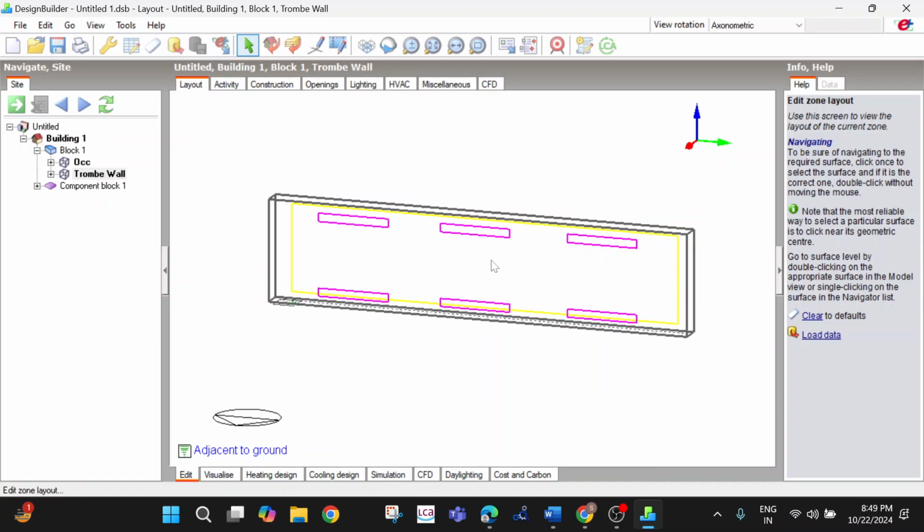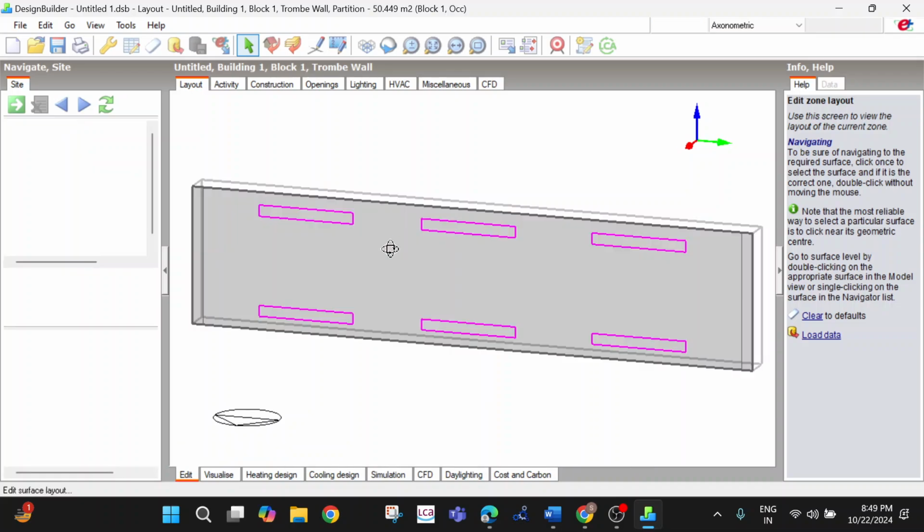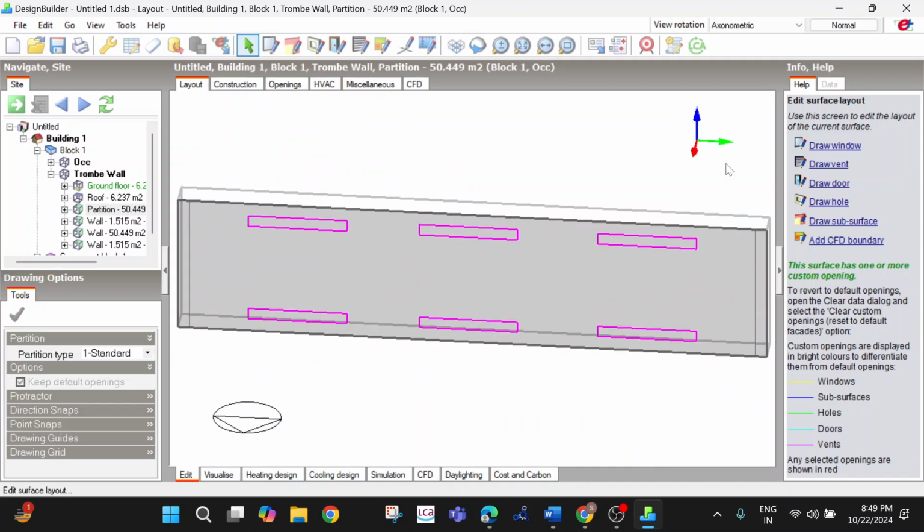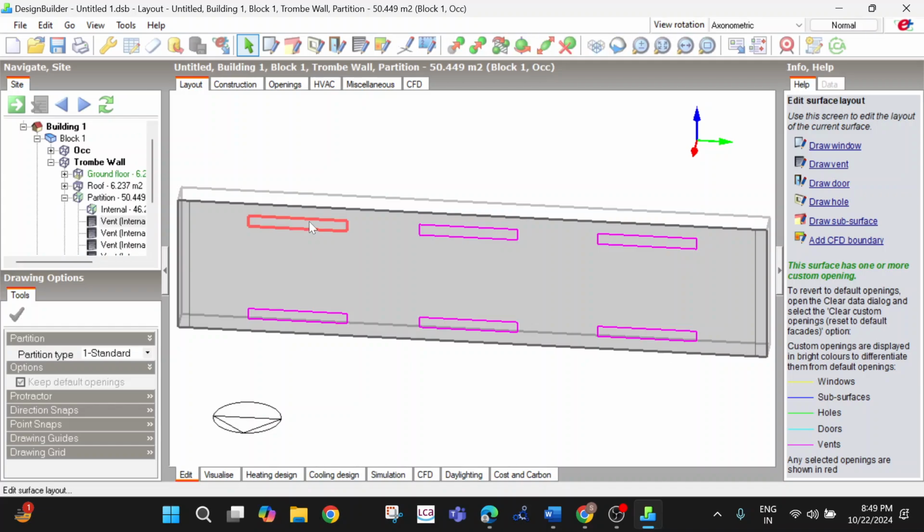It is not necessary that the vent will be like this only. First of all, I can delete this vent if I don't want it, or if I want only two vents, then I can delete this vent. And here is the option for vent, you can see: draw window, draw subsurface, draw hole, draw vent. Or you can simply draw a hole as well.